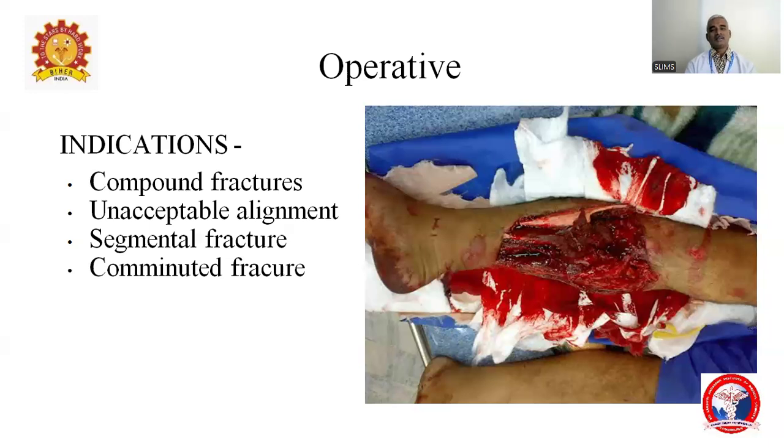Okay. See that here, the indications are compound fracture, operative, unacceptable alignment, segmental fracture, comminuted fractures. Comminuted means more than two pieces in a fracture area. We call it a comminuted fracture. Segmental means one segment of the bone, there is one fracture above, one below. It's called segmental. Unacceptable alignment, as I told you, if the varus valgus is more than 5 degrees and anteroposterior more than 10 degrees, then you go for surgery.